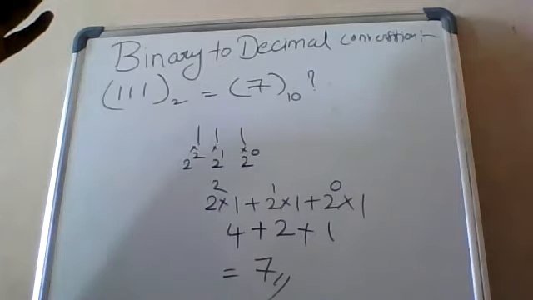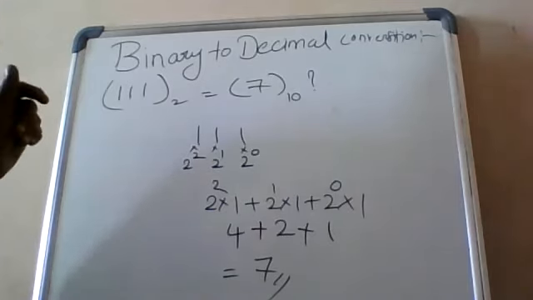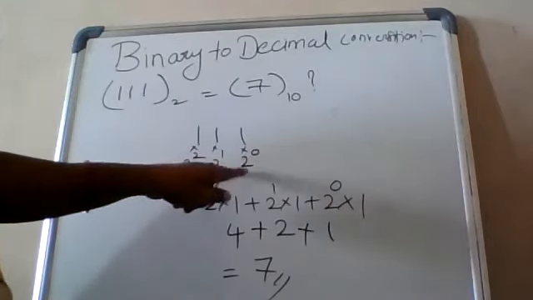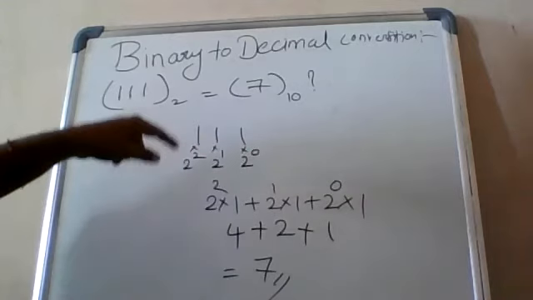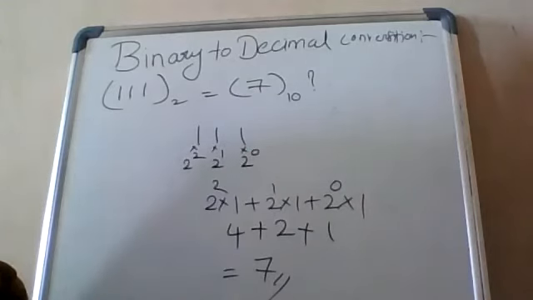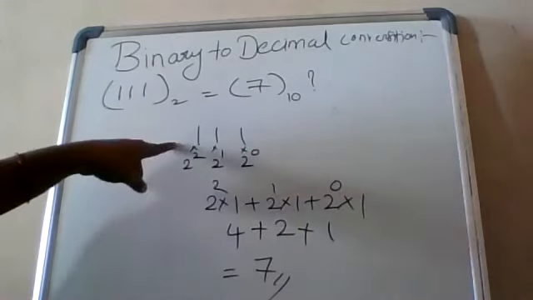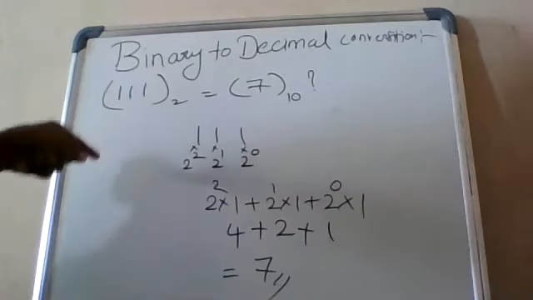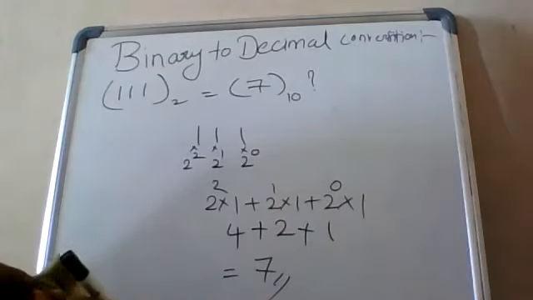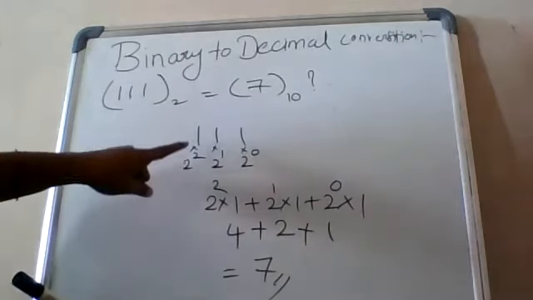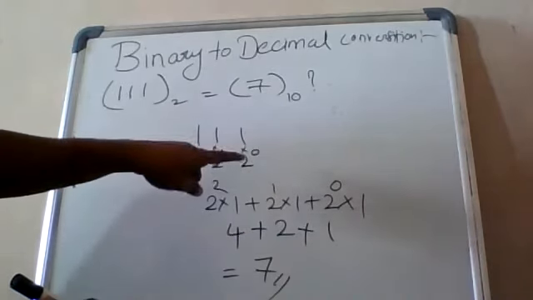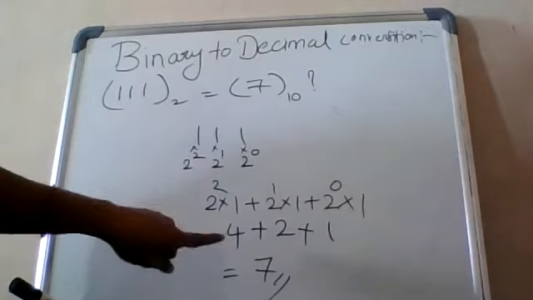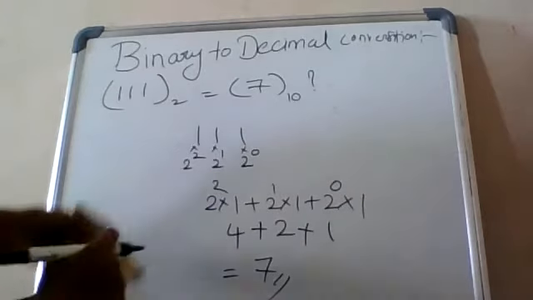So in binary to decimal system, the given number is multiplied with 2 powers. Ones place always multiply with 2 power 0, tens place multiply with 2 power 1, hundreds place multiply with 2 power 2. If we have thousands place, also multiply with 2 power 3. After that, 1 into 2 power 2 plus 1 into 2 power 1 plus 1 into 2 power 0. Add the values, we get the answer. What is the answer? 7.